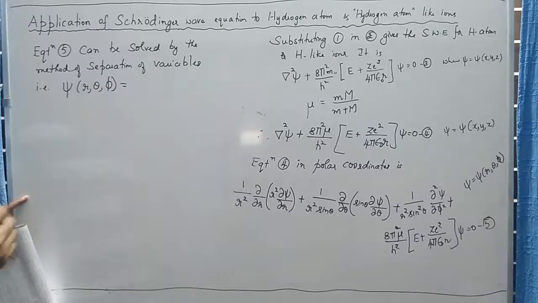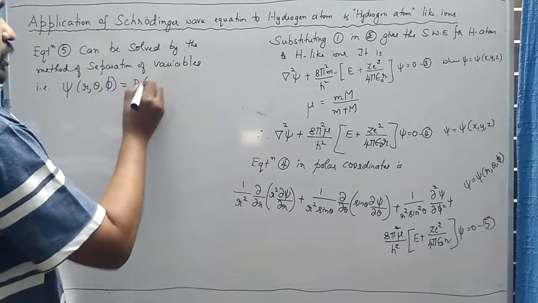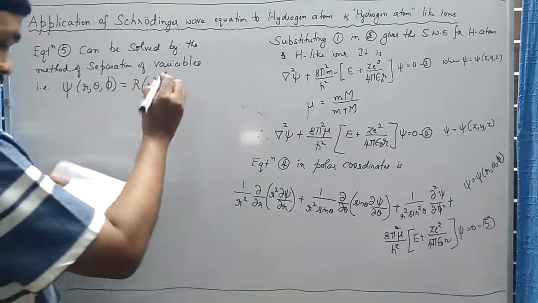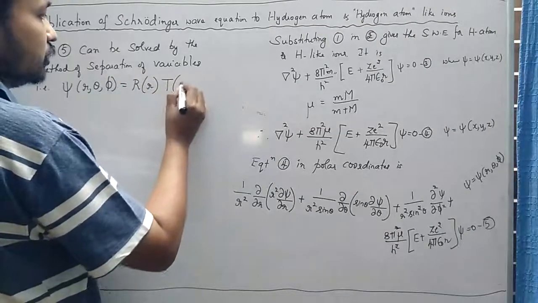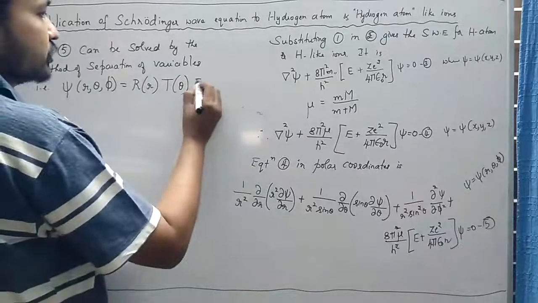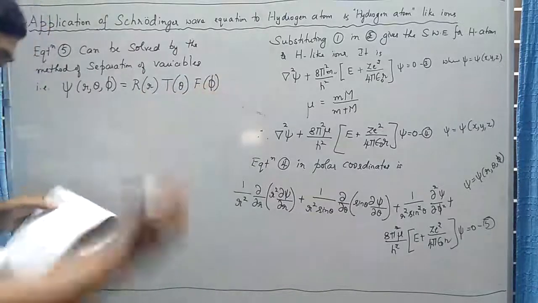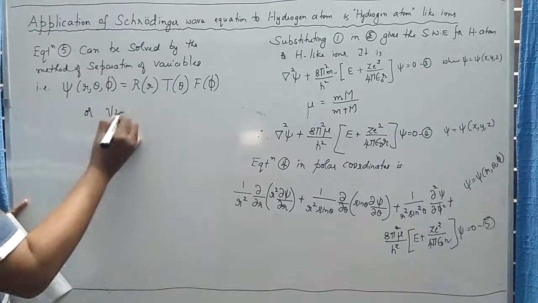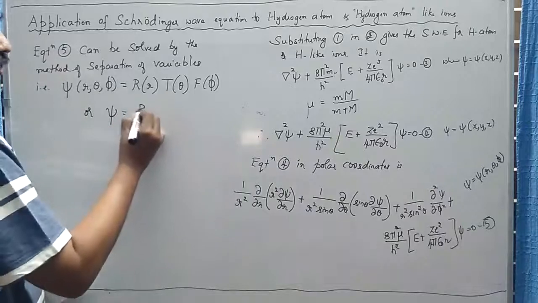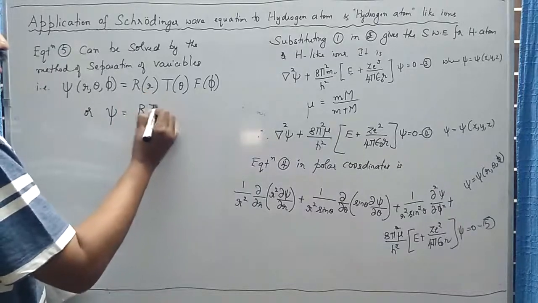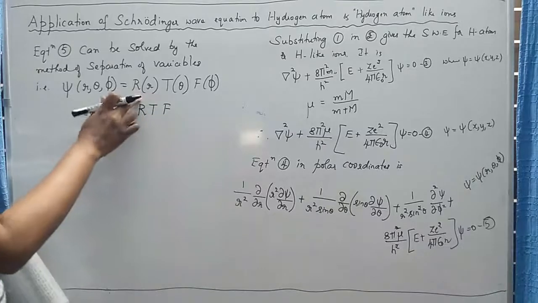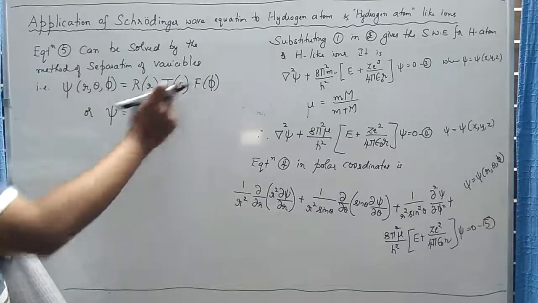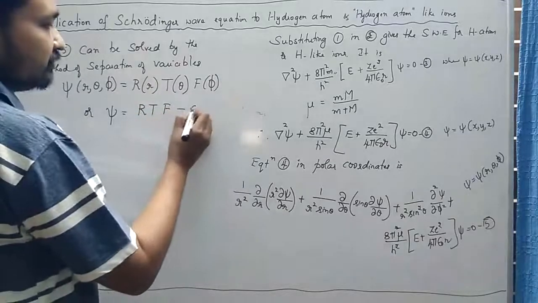written as a product of three functions: function R depending only on variable r, into function T depending only on variable theta, into function F depending only on variable phi. Or in short, we will write it as psi is equal to R into T into F, where R is the shorthand for R of r, T is the shorthand representation for T of theta, F is the shorthand representation for function F of phi.